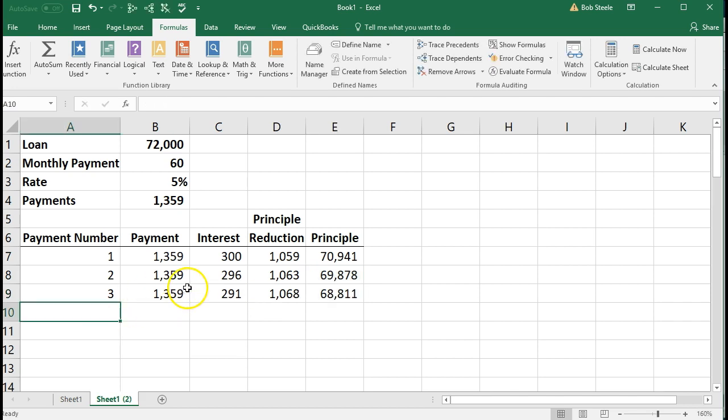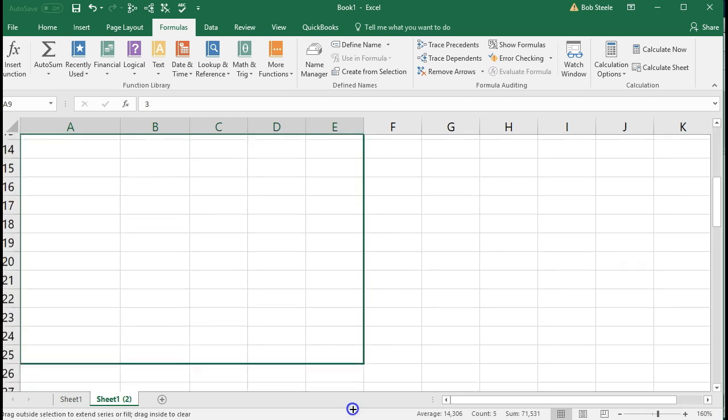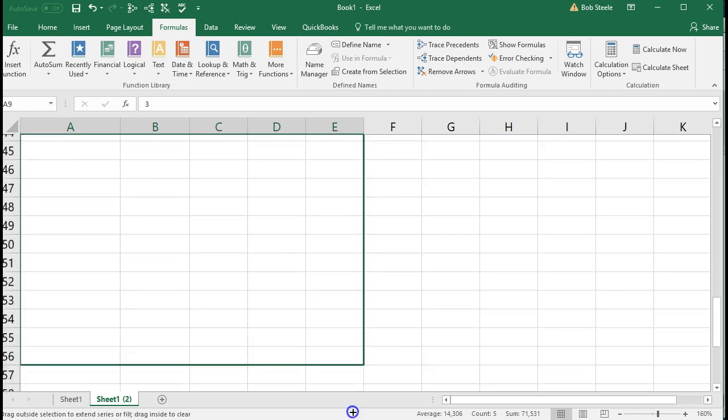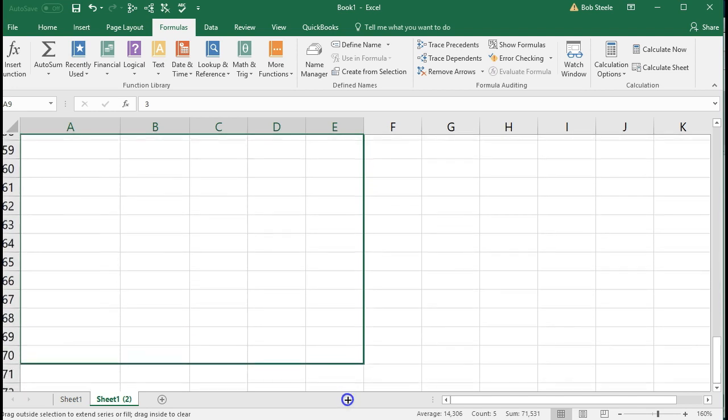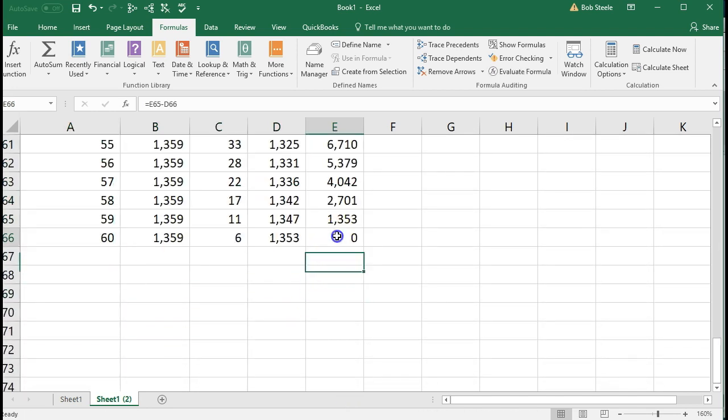Point being that the interest is going down with each payment as the principal that interest is calculated on goes down, and the principal portion being applied out of the payment is going up. Now I'm going to copy this down all the way to 60 payments, and we should get to a principal balance of 0 after 60 payments. So let's do that. We're going to copy this down somewhere around here. There we go. And so there's the 0.